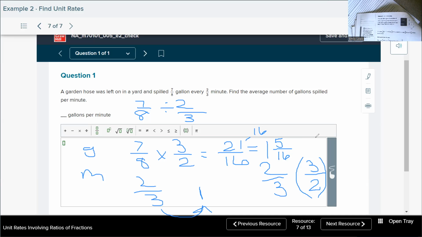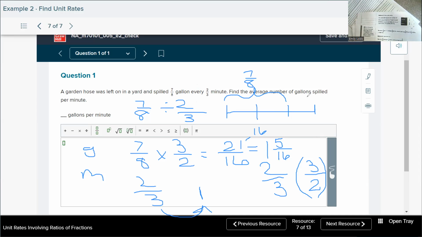Interesting. Can you get this the other way? Of course. If you drew out thirds, right? 2/3. And you know that these 2/3 are 7/8. We have to divide that in 2. So this is really like 3.5/8 plus 3.5/8 plus another 3.5/8.